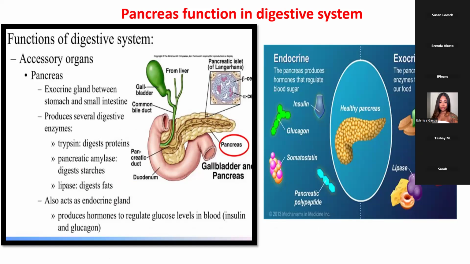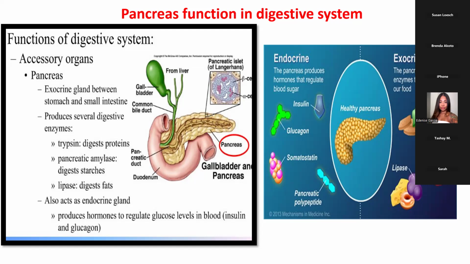So here we have that digestive system now, your accessory organs. So again, we're talking about the pancreas here. Okay, pancreas has two functions. It has an endocrine function, which you learned about when we talked about chapter 16. So this pancreas is going to produce the hormones that regulate your blood sugar, like insulin, glucagon, and somatostatin.